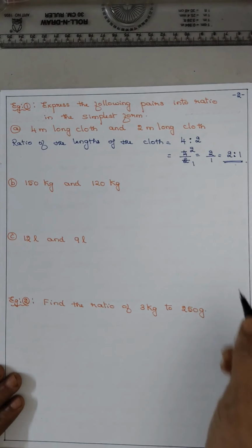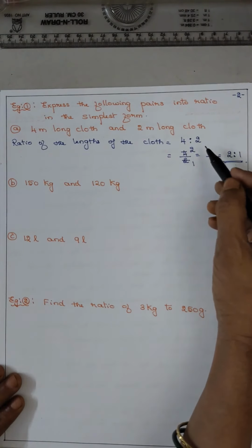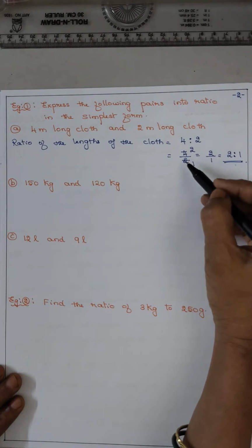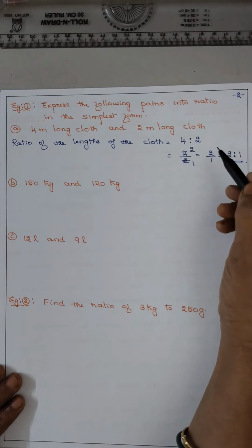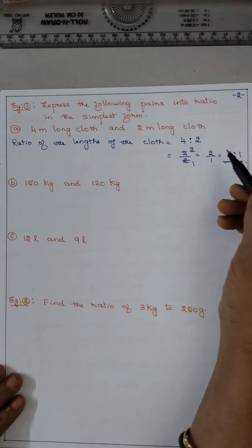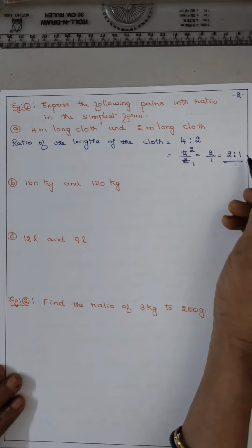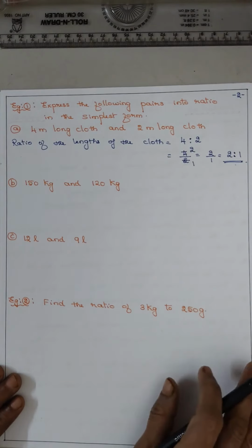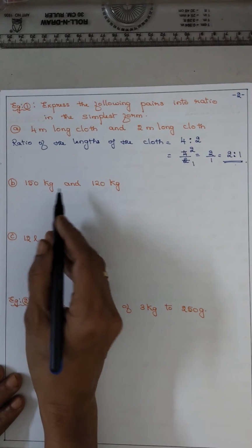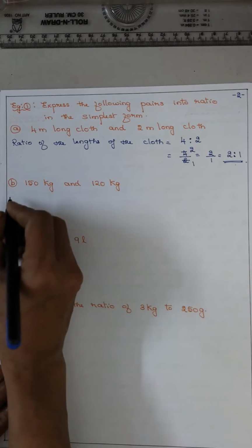Understood? Write in the ratio form, write in the fractional form. If they are in the same table or the multiples of the same number, cancel it, convert to the simplest form and write again in the ratio form. Clear? Now 150 kg and 120 kg.